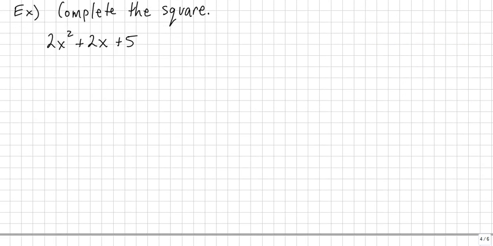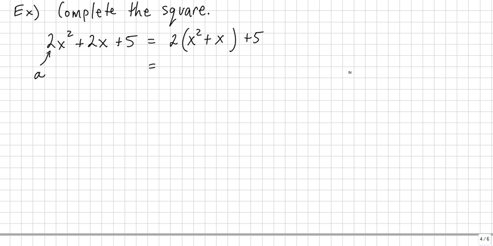So let's try a little bit more difficult one. So for this one, notice that our a is now a 2. So this will change things a little bit. So I need to factor a 2 out of the first two terms. So I just want to take a 2 away from the first two terms. The constant, I'm just going to leave it sitting there minding its own business. So if I take a 2 out, it leaves me with x squared plus x. Remember, I'm just factoring a 2 out from the first two terms.